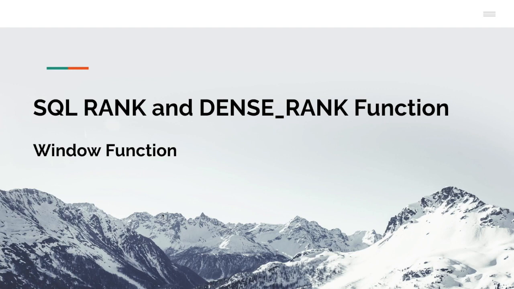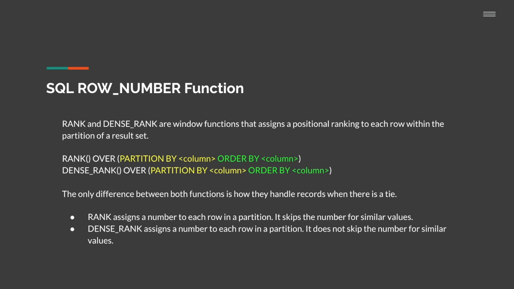Let's take a look at how to use the rank and dense rank function available in SQL. The rank and dense rank functions are window functions that assign a positional ranking to each row within a partition of a result set. The syntax to use these functions is very similar, with the only key difference being the initial keyword to start off the function.